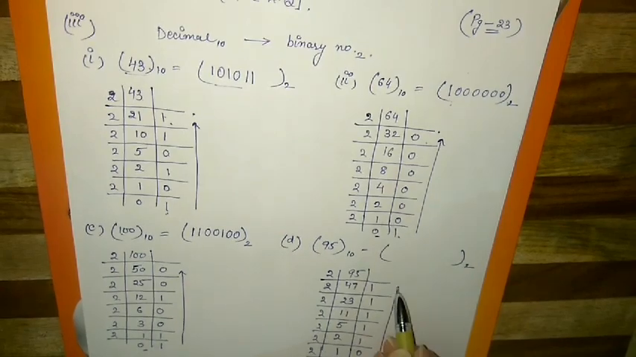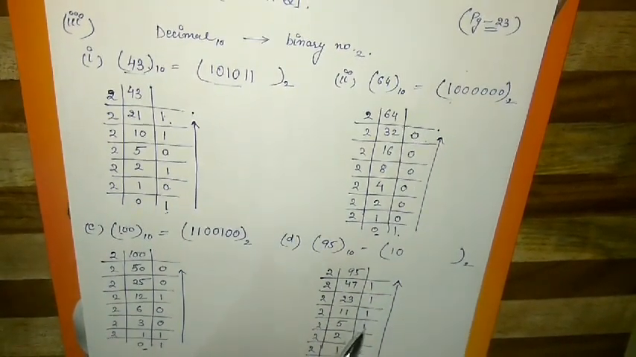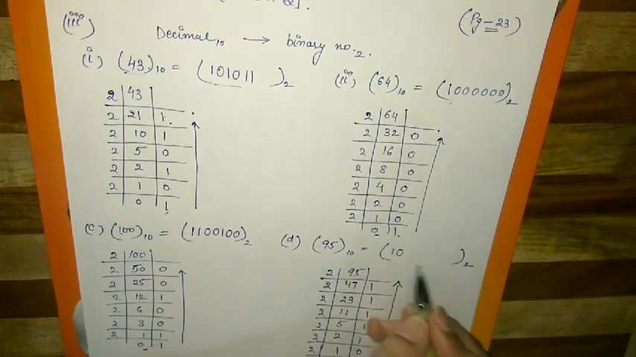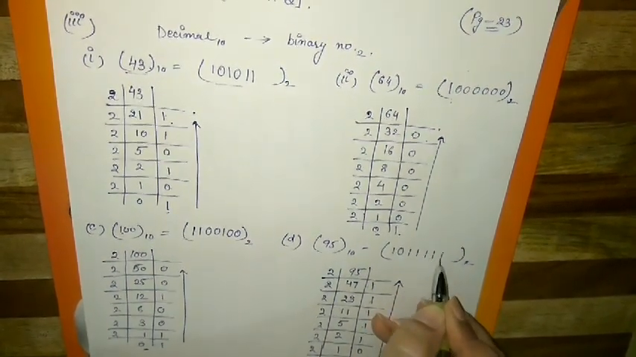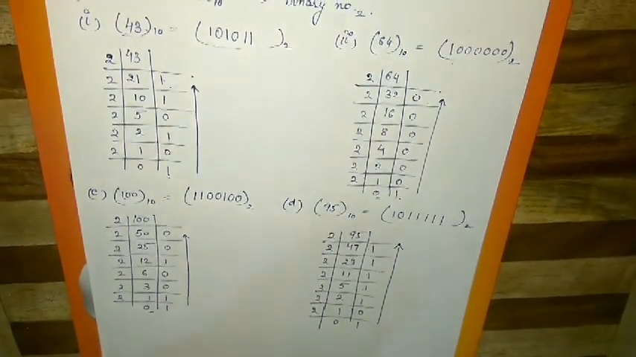Now we are going to make an arrow and write down the remainders from the last: 1 0 1 1 1 1. So this is your binary representation of 95.